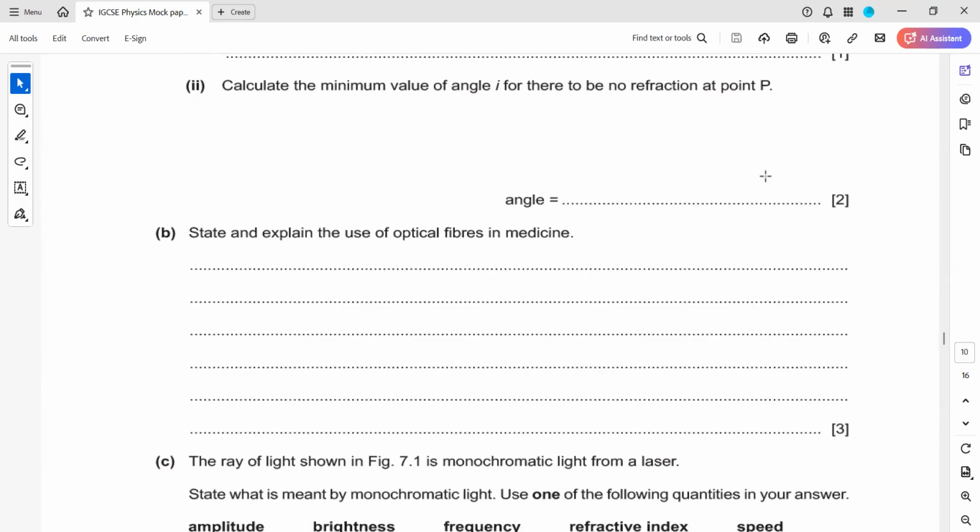So we just need the critical angle here. n is equal to 1 over sine c. That's the formula. So sine c is equal to 1 over n, or c is equal to sine inverse of 1 by n. So sine inverse of 1 over n will give us the value for the critical angle.